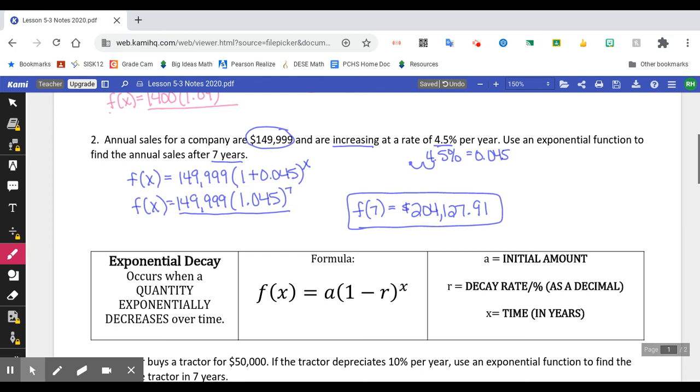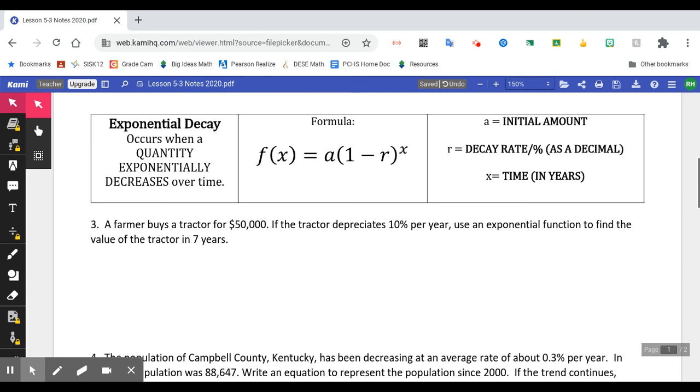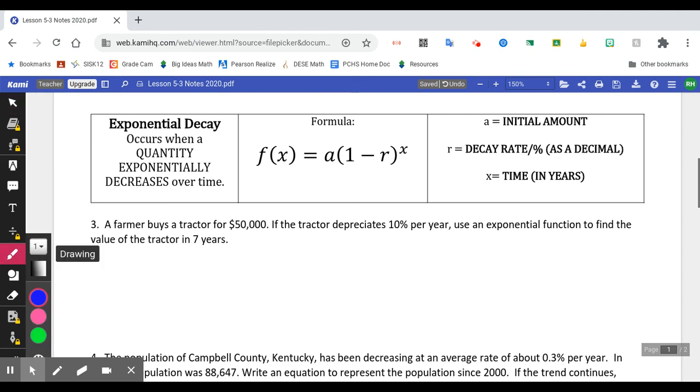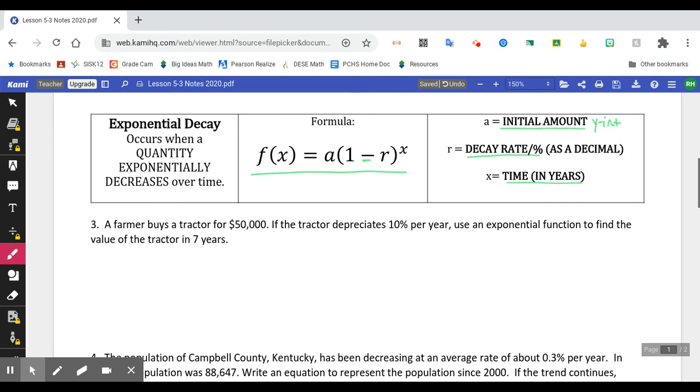The only difference between increase and decrease is in the formula. So when you see an increase, you're going to put 1 plus a number because it has to be greater than 1 for our b value. And in this one, you're going to see 1 minus the number. Well, that's because it has to be smaller than 1 when it's a decay. Everything else is the same thing. A is the initial amount or the y-intercept. Decay rate as a percent has to be changed to a decimal. Time is in years. Everything is the same. But the number is going to get smaller because you're multiplying by a number smaller than 1.